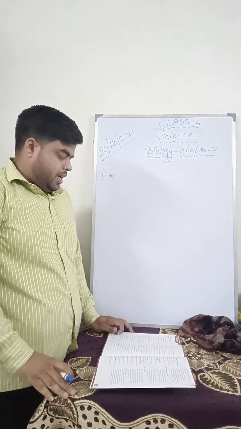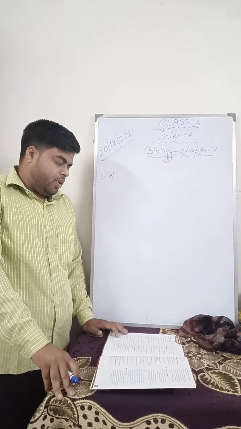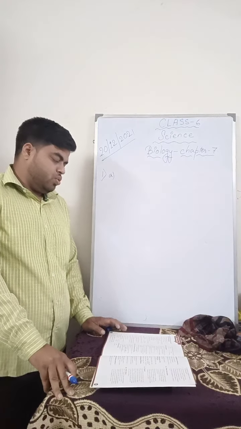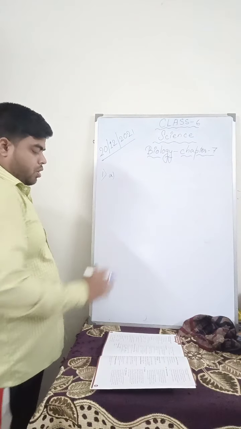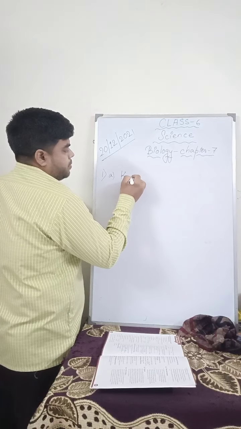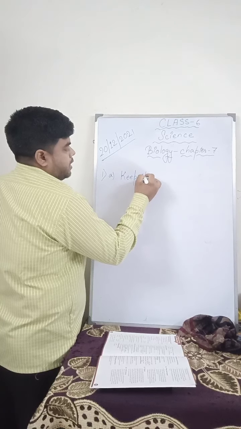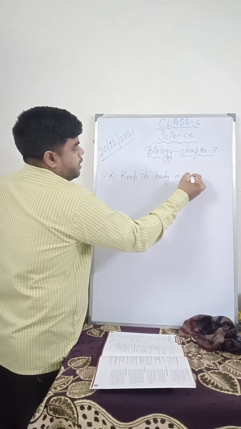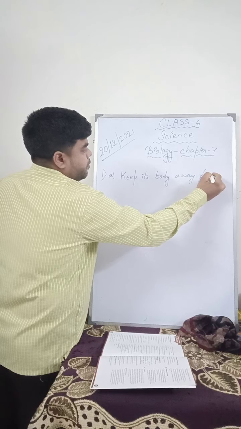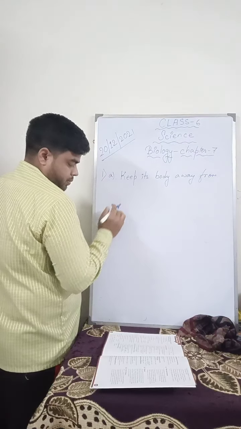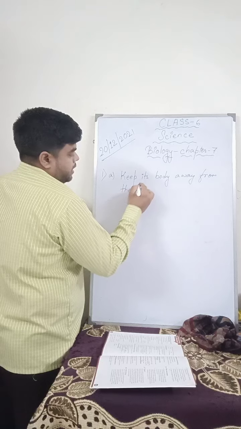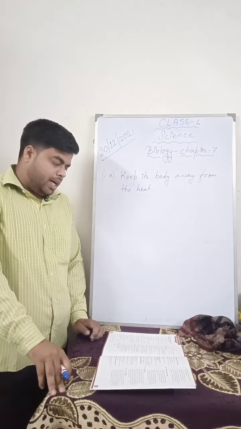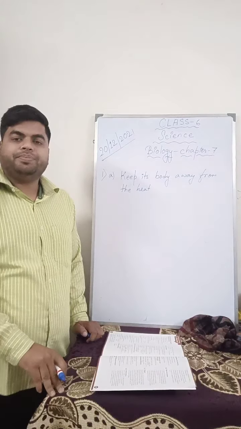A. Choose the correct answer for each of the following. A camel has long legs to keep its body away from the heat.